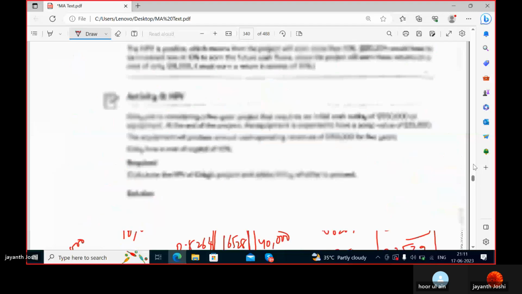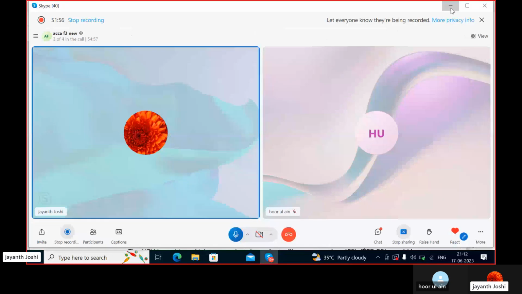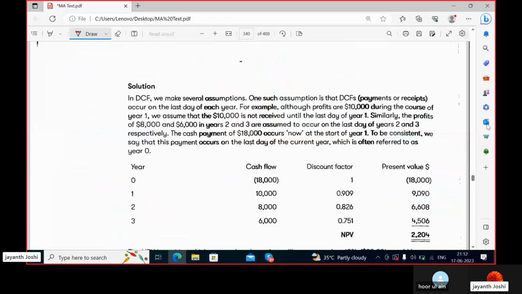Now the next two methods we are going to do are only NPV and IRR. So next class, I'm going to finish NPV. If I'm free, I will take that tomorrow itself and close this chapter and go for standard costing. Next class, whatever it is, this chapter would be done.